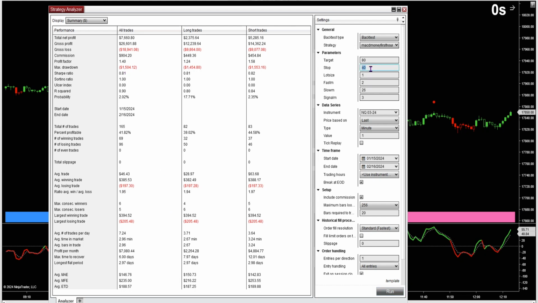If I go for a 1-to-1 ratio, 80 tick target, 80 tick stop, we make an extra $3,000, but max drawdown went up almost $1,000 as well. A little bit more profitable, 53%.